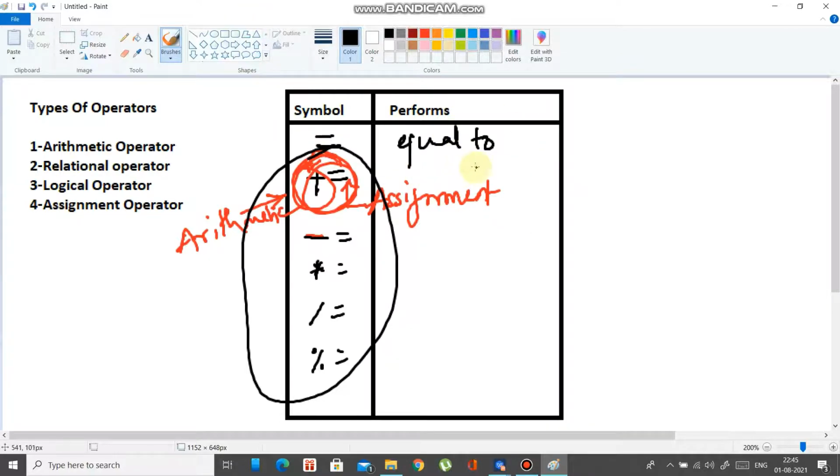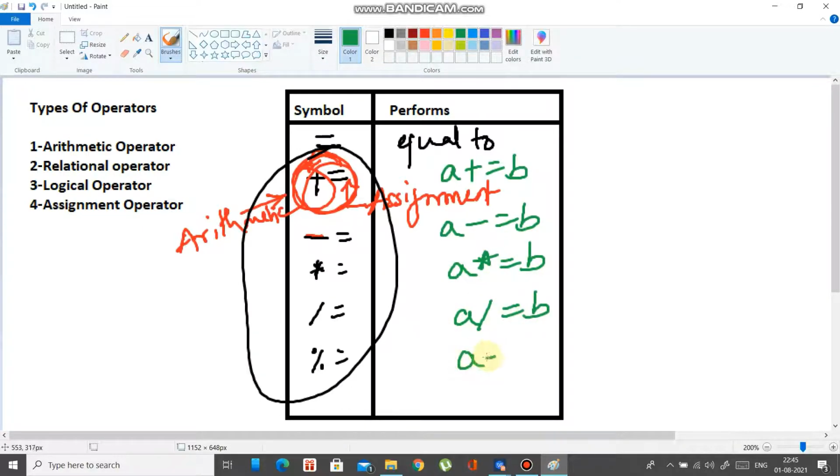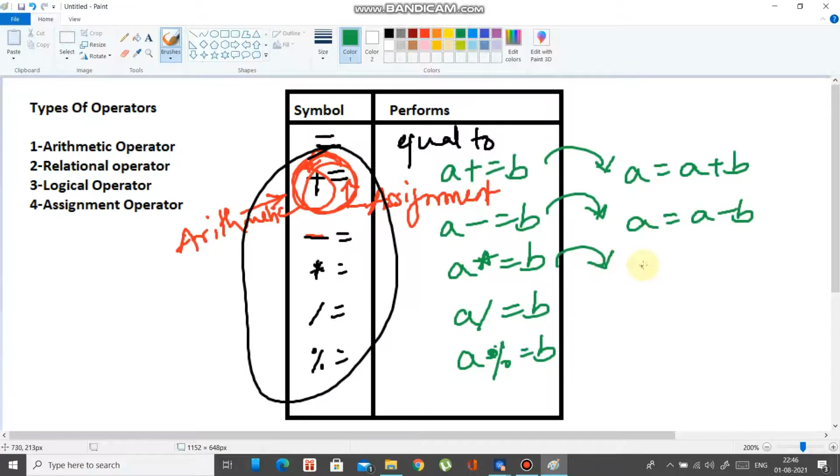Like for example, see, take this: A plus equal to B, A minus equal to B, A star equal to B, A division equal to B, A modulo equal to B. These are nothing but A equal to A plus B, A equal to A minus B, A equal to A star B, A is equal to A by B, A is equal to A modulo B.